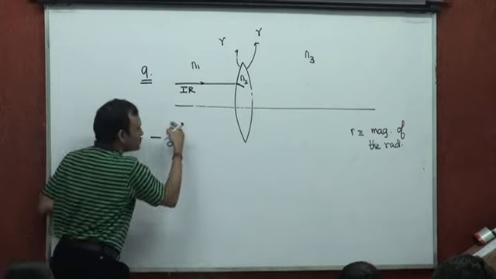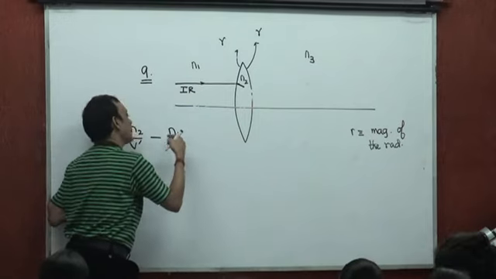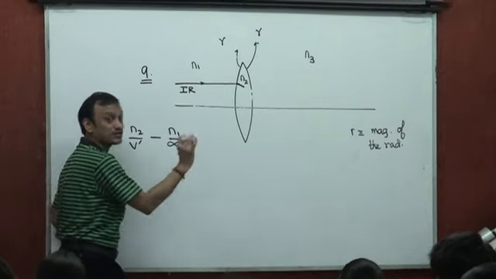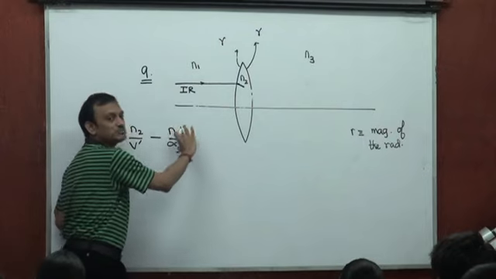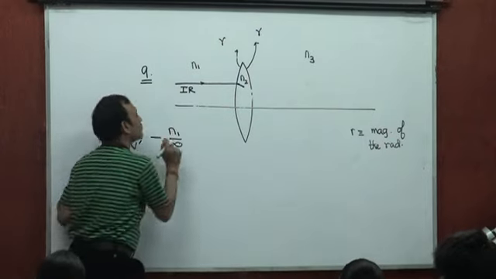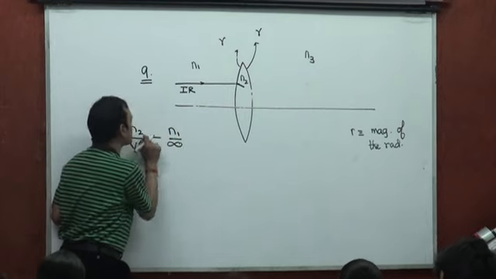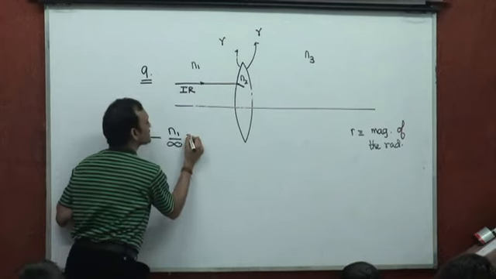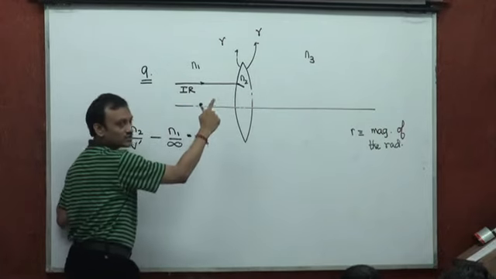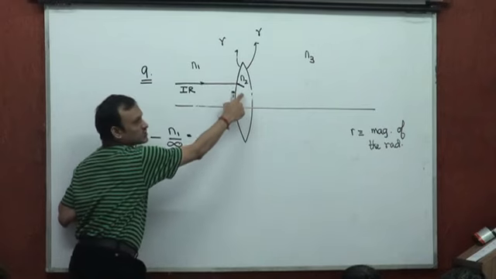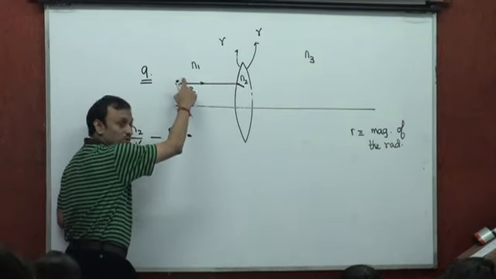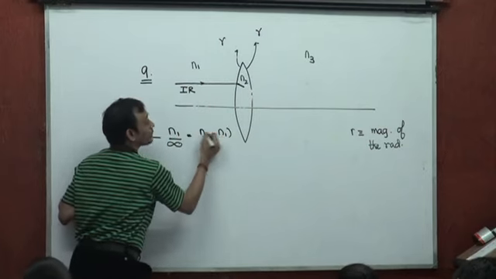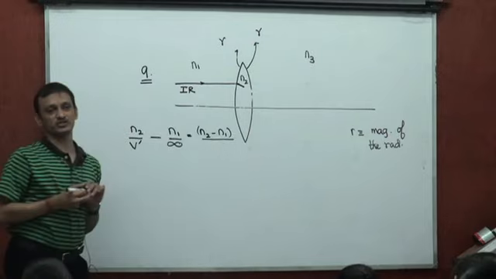It's incorrect to write something like this. I would have directly written 0, but only for the sake of representation I am writing something wrong. You should not write n1 by infinity and stuff. So in any case, image space refractive index by image distance minus object space refractive index by object distance is the difference in the two refractive indices, image space minus object space, divided by the algebraic radius of curvature.